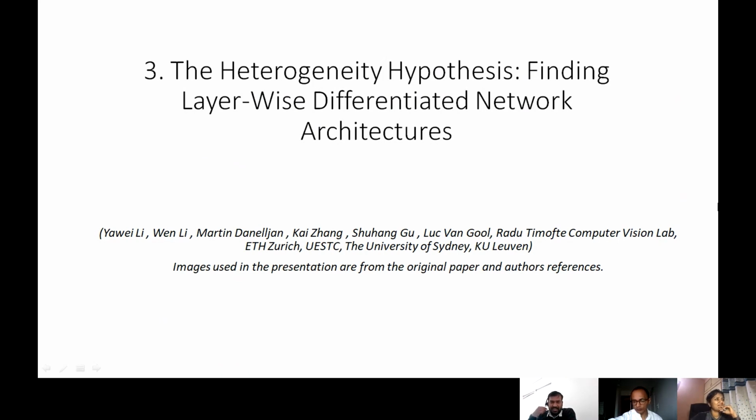I will try to wrap up my stuff, and I'm going to present the third paper, which is the heterogeneity hypothesis and finding layer-wise differentiated network architectures. The organization of my presentation: I will introduce the topic, then mostly focus on the three key issues that the authors have addressed, and then I will briefly mention the takeaways of this paper.